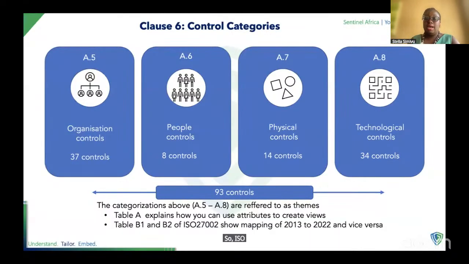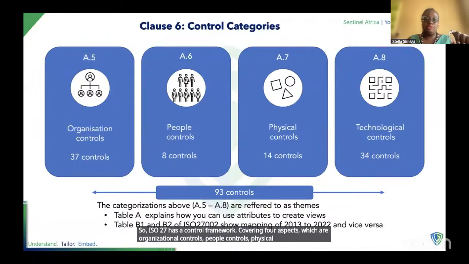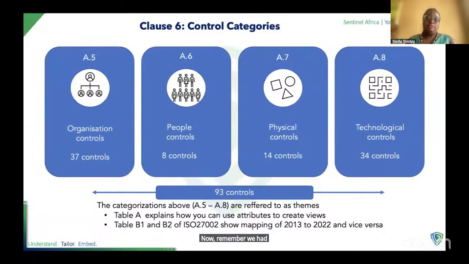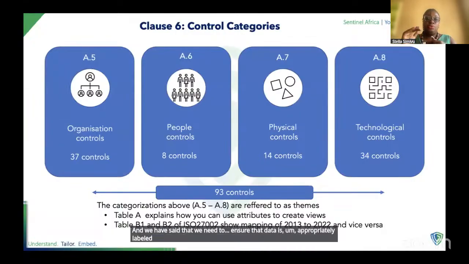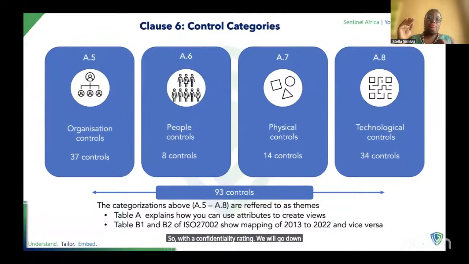ISO 27001 has a control framework covering four aspects, which are organizational controls, people controls, physical controls, and technology controls. Practically, there are 93 controls. And for each of those controls, it has specified what an institution needs to do. Now, remember, we said ISO 27001 covers information security, but 27701 covers privacy information management. So we will go to each of those controls and say, for example, if we are looking at the organizational controls, and we have said that we need to ensure that data is appropriately labeled with a confidentiality rating, we will go down and say, is my personally identifiable data appropriately labeled?